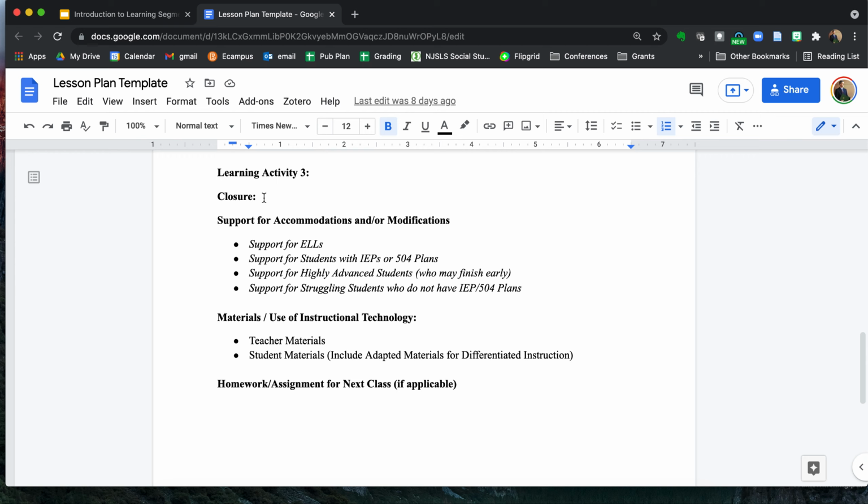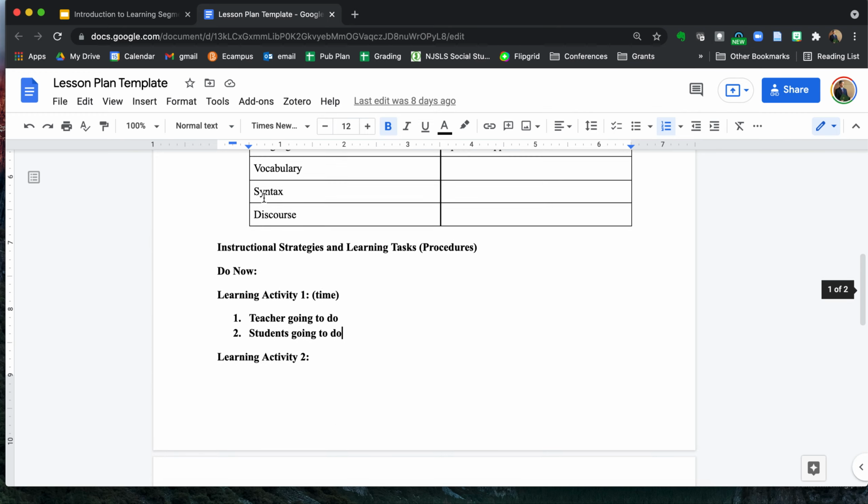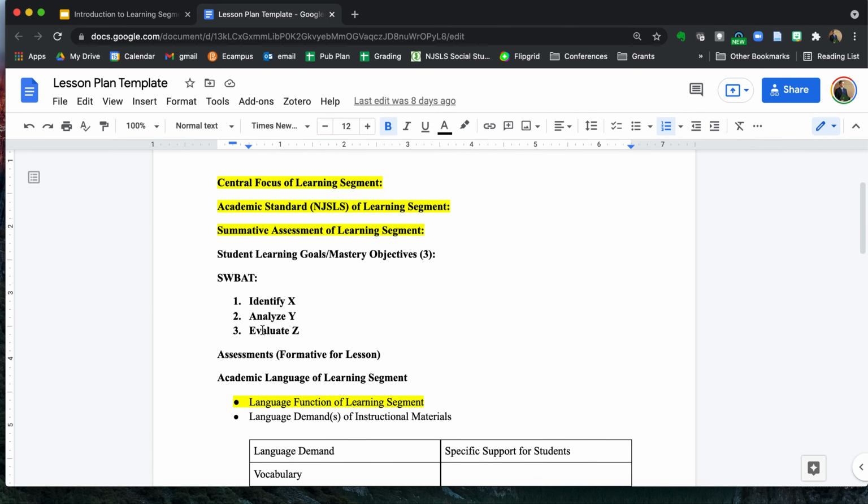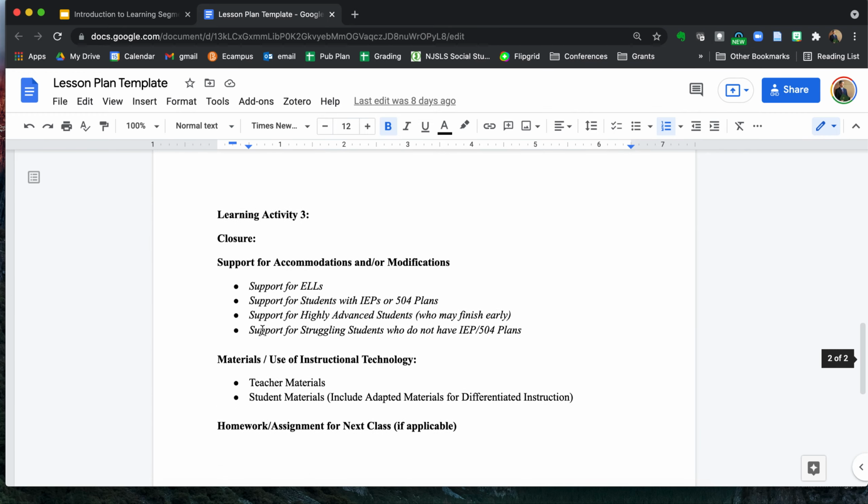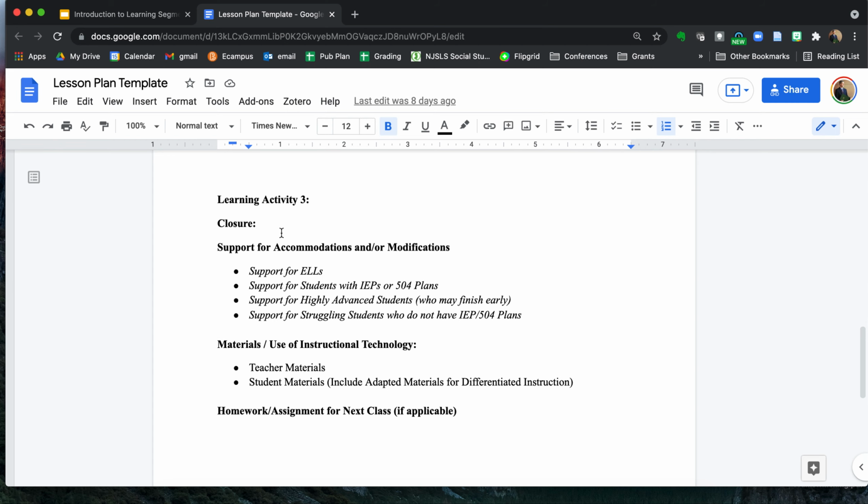So we have our learning activities, our closure. Honestly, this is usually an exit slip related to those three objectives. So if our last objective up here is to evaluate something, I might be asking students to evaluate something on the exit ticket, because that's going to be a really easy, tangible way for me to formatively assess students.